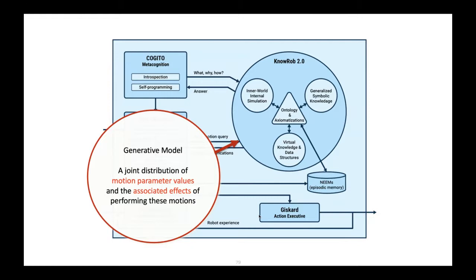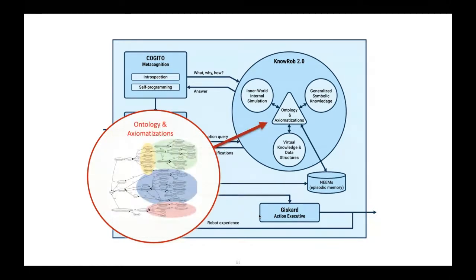And what you need to do is you need to sample that to find the parameter values which give you the outcome that you're looking for. So this is the idea. It maps from actions to the motion parameter values that will succeed in accomplishing that action.